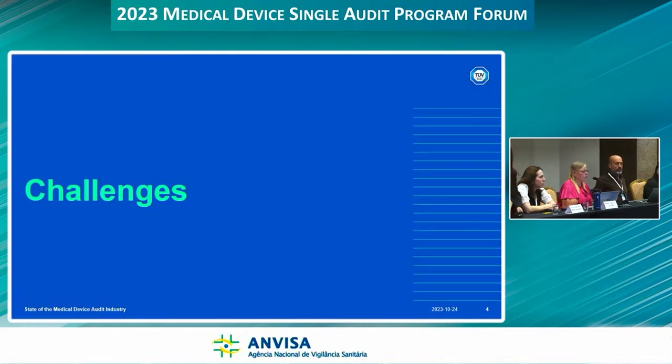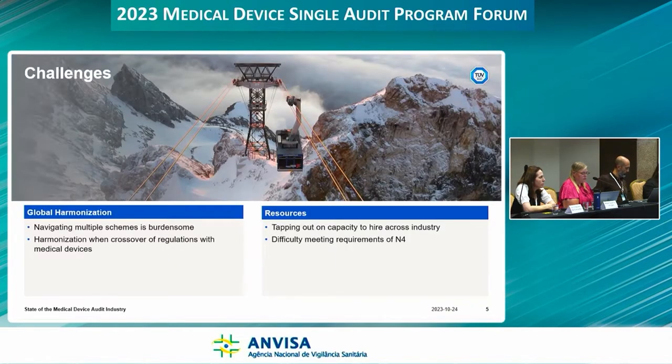Another item that we wanted to address are some challenges that we're seeing. We put these in two major categories having to do with global harmonization and resources. When it comes to global harmonization, sometimes auditing organizations and clients aren't necessarily seeing it at the level that we are hoping for, or at the speed that we would like. It's difficult sometimes for clients and auditing organizations to navigate multiple schemes, and it can be burdensome to us.